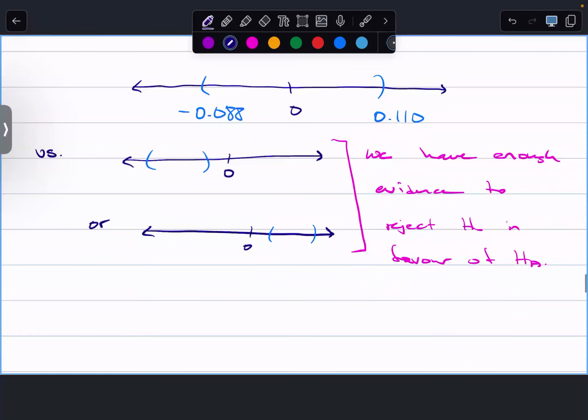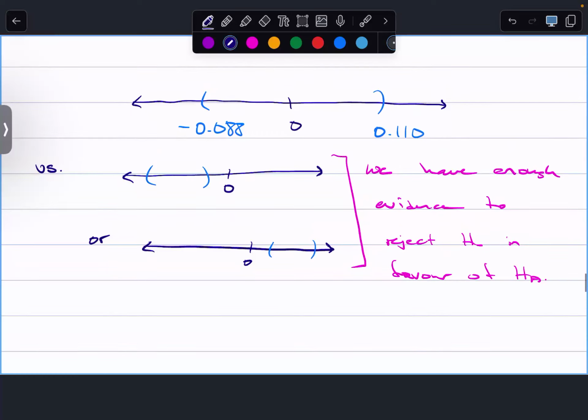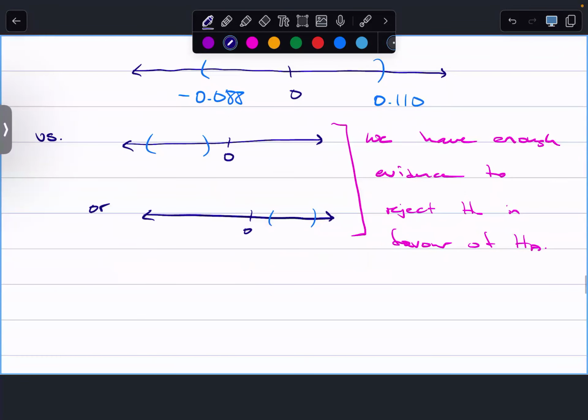Okay, so I find that the number line is helpful just to visualize it. But if both your values are positive or both of them are negative, then you're going to reject H0, that there's no significant difference between the two, because then you have evidence that there is. Okay.